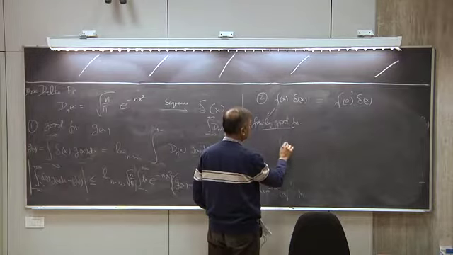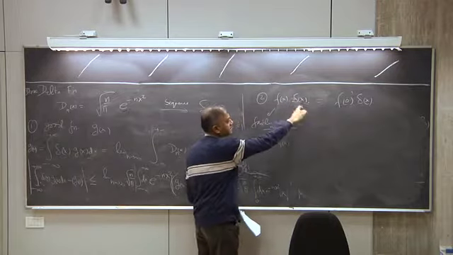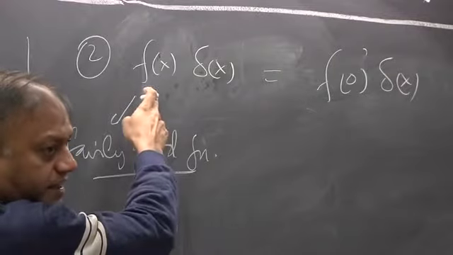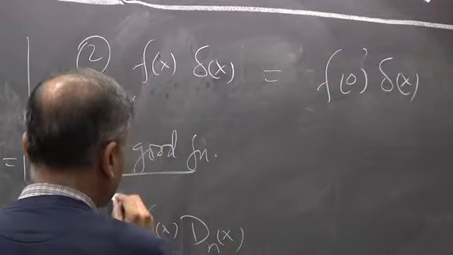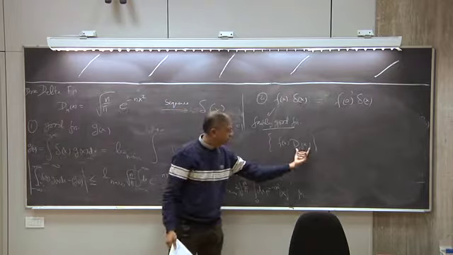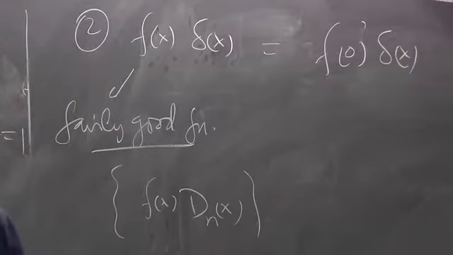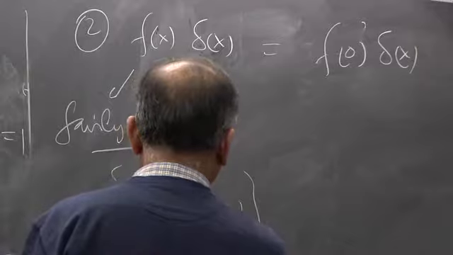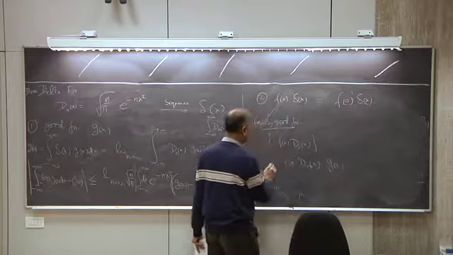So if you take f of x, what we are looking at again, the meaning of multiplication, was you take the sequence which defines the delta function and multiply each element of the sequence by this f of x. So you take f of x times d_n of x and consider this sequence. This is again a good function, because this was a good function and this is a fairly good function. Product of a fairly good function with a good function is again a good function. So this is again a sequence. And let's consider now the integral of f of x d_n of x g of x.